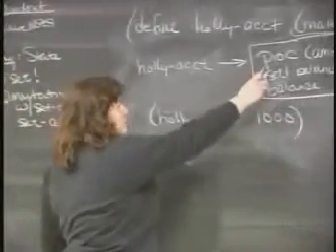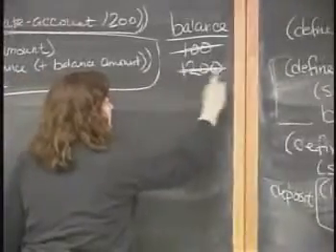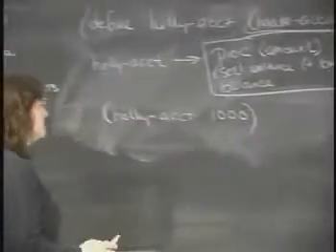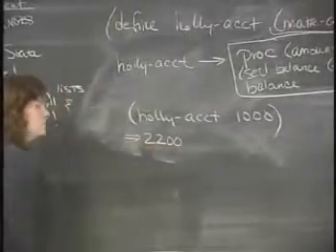Okay. So what's going to happen when I call Holly account on 1,000? Okay, so it's this procedure here. We're going to set the balance to be the result of 1,200 plus 1,000, which is 2,200. And then it returns the balance, so it will return 2,200.